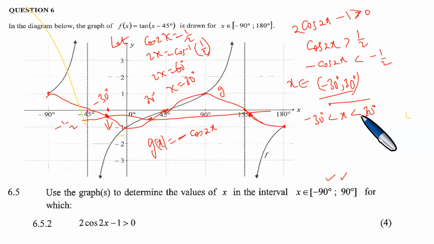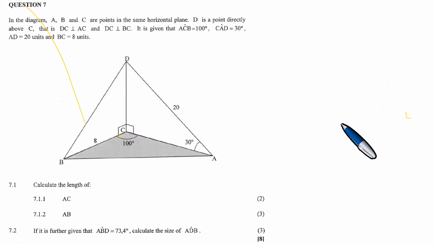Okay, continue. Right. So we have this. What is the next question? So we got the answer there. So now use the graph system in the face of x, so you have x between minus 30 and 30 degrees. Okay, let's look at this one quickly.